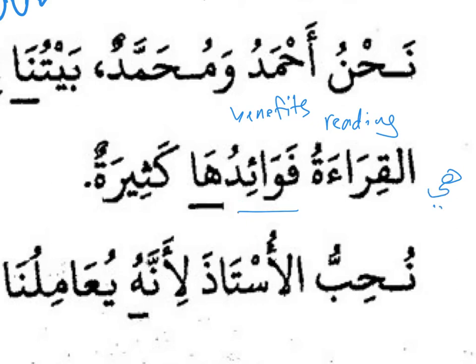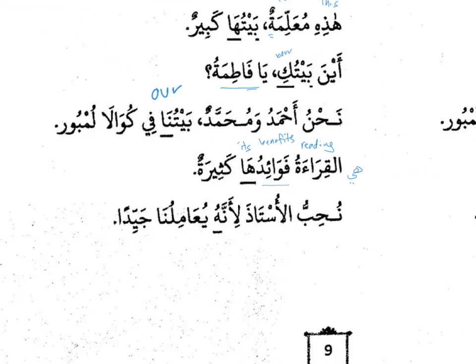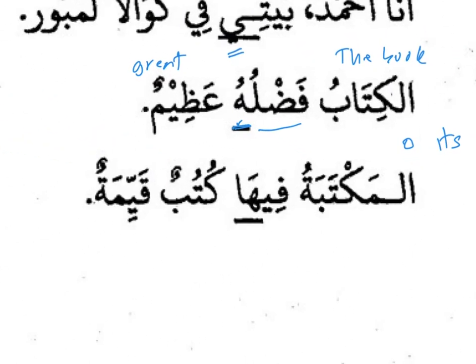But since you want to use it to indicate possession, its benefit, therefore we change to ha. We say al-qira'atu fawaiduha and not fawaidu hiya. Al-qira'atu fawaiduha, reading, its benefits or the benefits of reading, kathiratun, a lot. So there are many benefits of reading. Kathira. Next sentence.